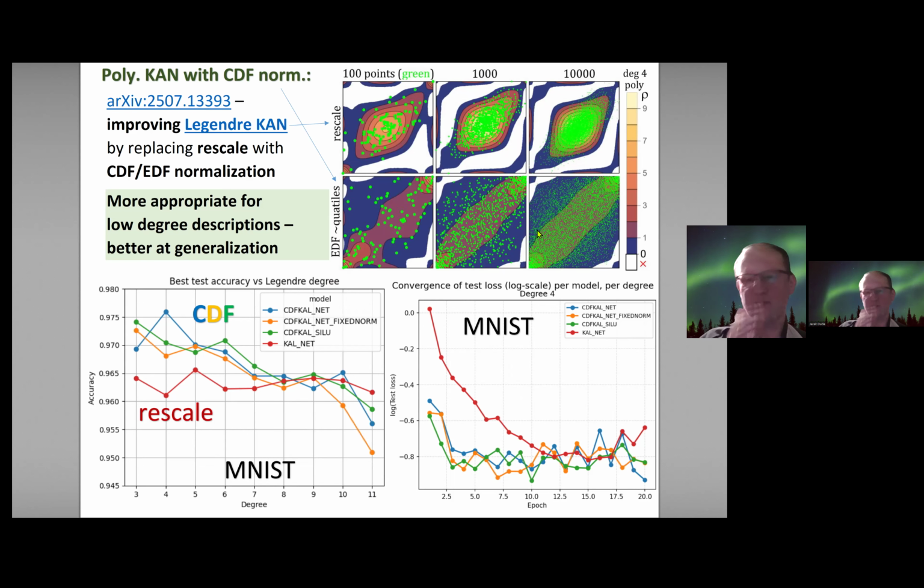Yeah, so for high degree it is maybe better on training, but here we have overfitting. To have a generalization, you should use small models, for which purpose it's better to use low degrees and this better normalization.